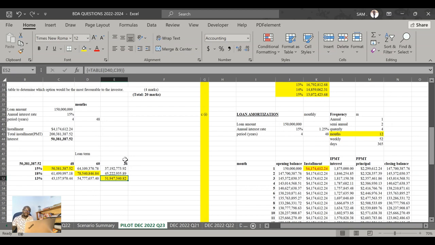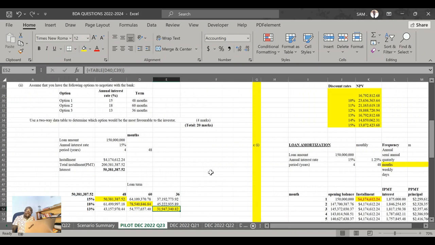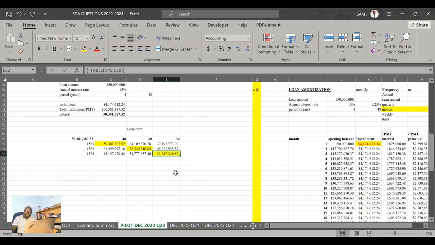You see how useful that tool is? That is how you apply two-way data table or two-tail data table. You can also call it two-variable data table. And that concept wraps up the question. And by applying the three sensitivity analysis tools, GoalSeek, Scenario Manager, and Data Table, you are going to score a total of 20 marks. Beautiful, right? So that is how you apply those concepts, and I believe you have learned something.